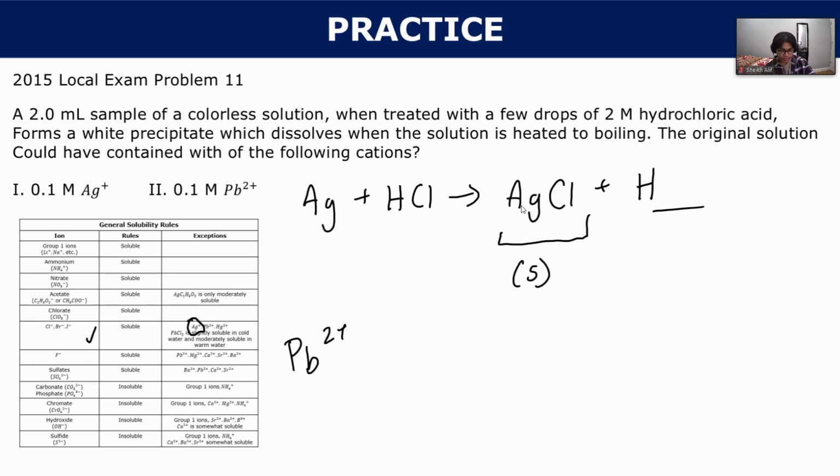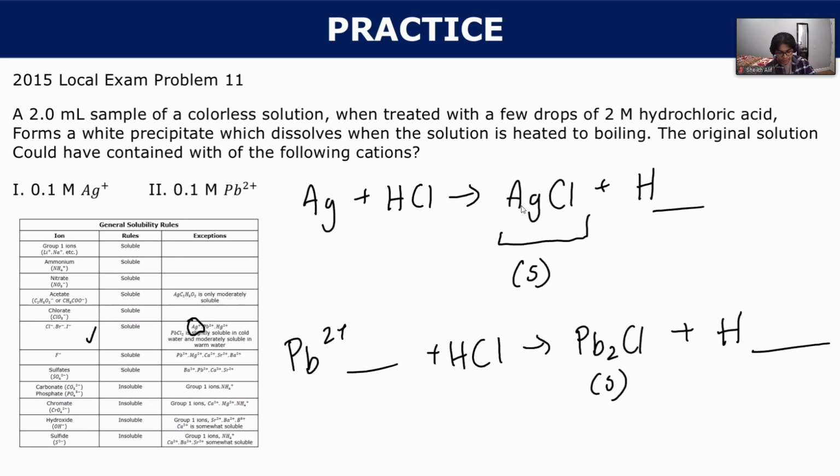Pb2 plus something else plus HCl is going to produce Pb2Cl plus H something. Again, Pb2Cl is going to be a solid. It's one of those exceptions. But where this question tricks you up is at this point you might be thinking, okay, it could be one or two, but we need to consider the additional information. We are told that it dissolves when the solution is heated to boiling.